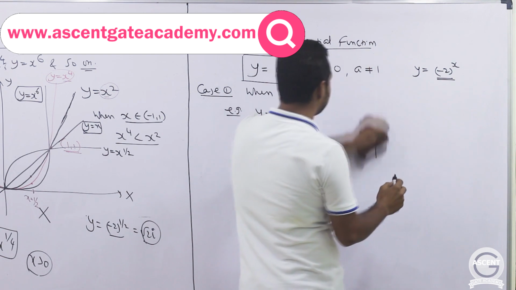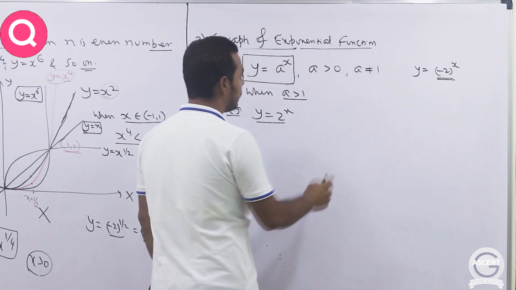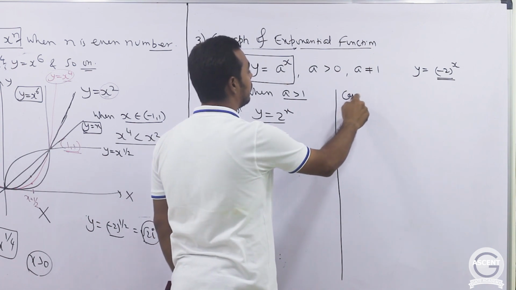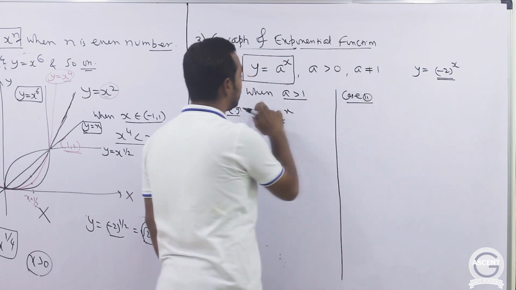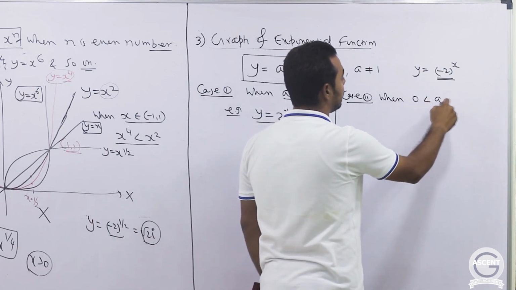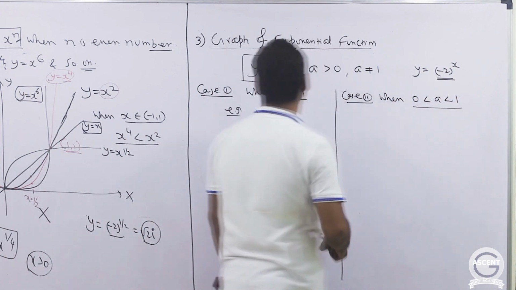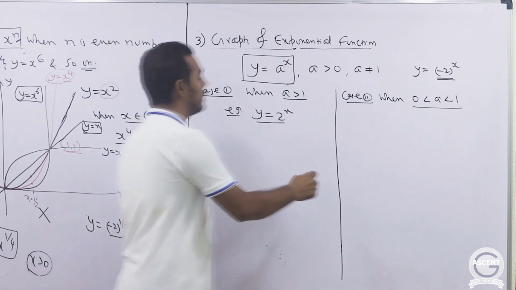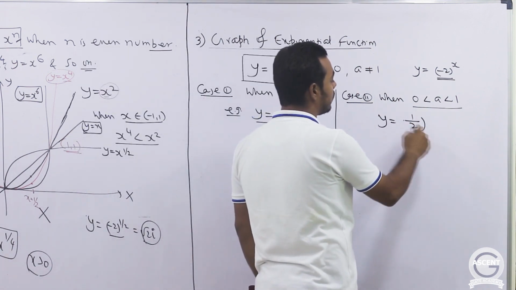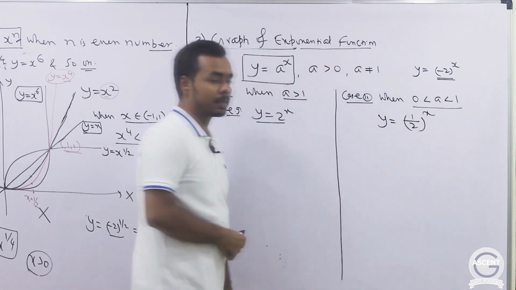When the base is more than 1, then the graph will be, let me divide this into two parts. We'll consider two different cases. The first case will be when the base is more than 1. The second case will be when the base is between 0 and 1. Here we will see how to draw the graph of the function y equals 1 by 2, so (1/2) to the power x.